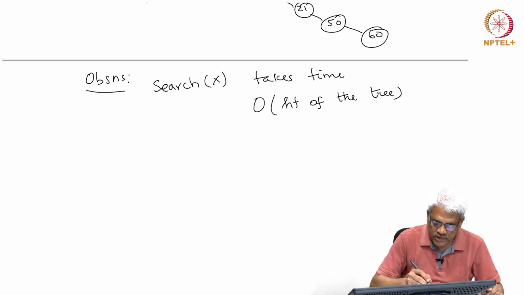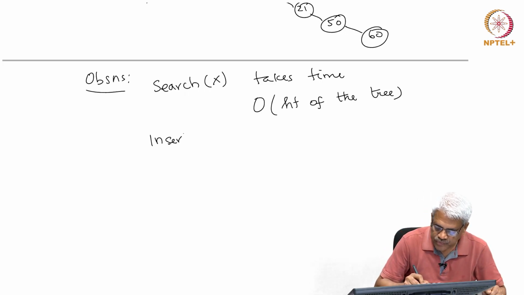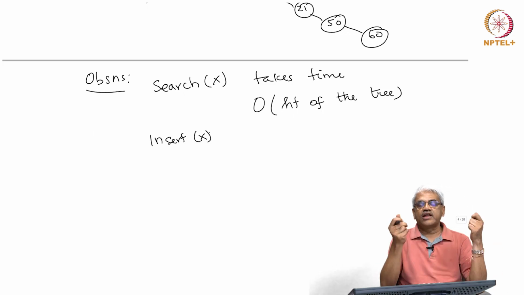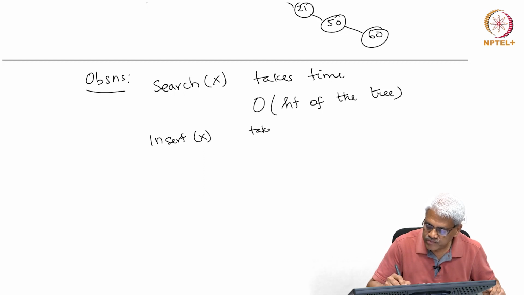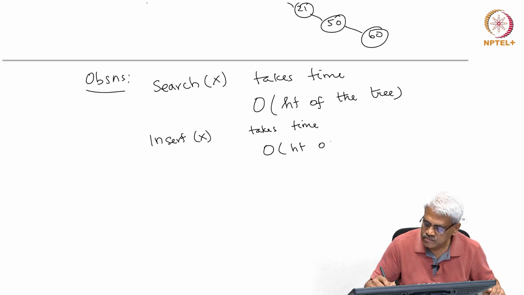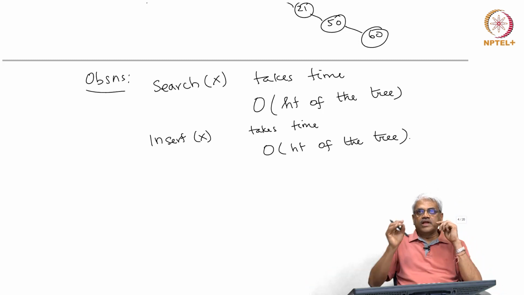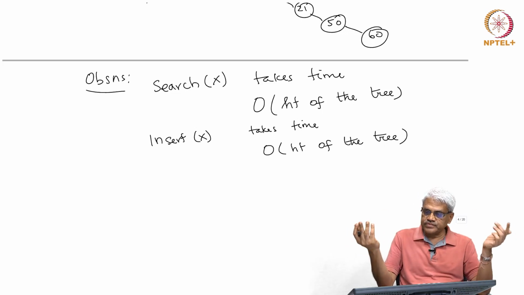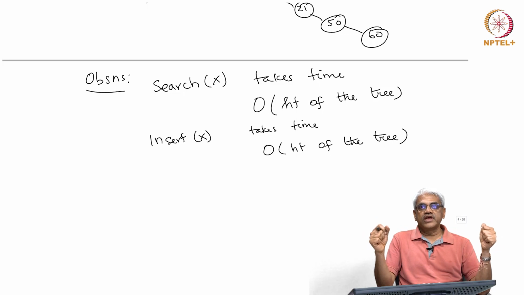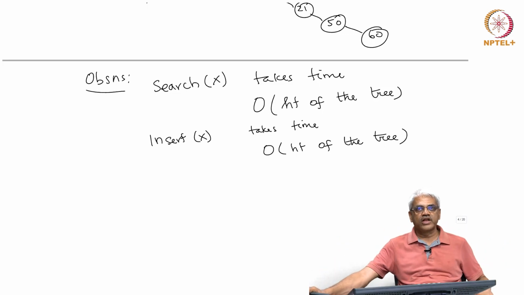Similarly, insert, which says if x is not there, insert it into your set, will also take time proportional to the height of the tree. In a binary search tree, search or insert takes time proportional to the height of the tree. So if you can make sure that your height is order log n, we have achieved the goal of supporting both these operations in order log n time.